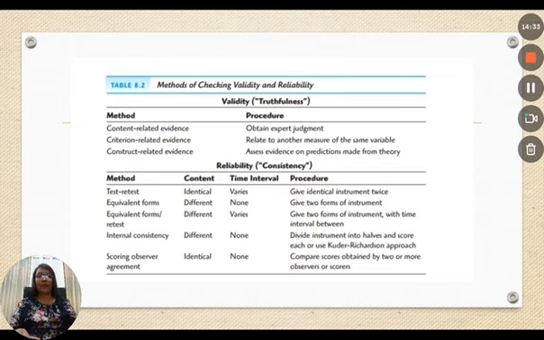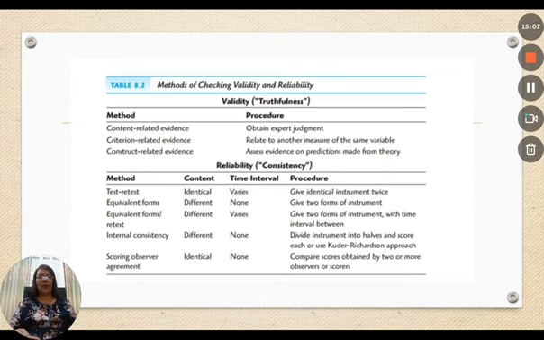In equivalent form, the content is different, the time interval is none, and it gives two forms of the instrument. In equivalent form retest, the content is different, the time interval varies, and it gives two forms of the instrument with a time interval between.